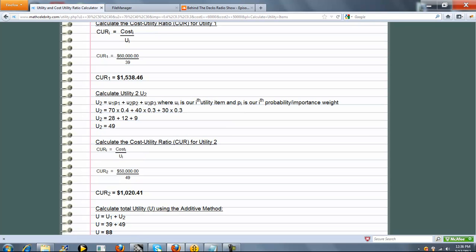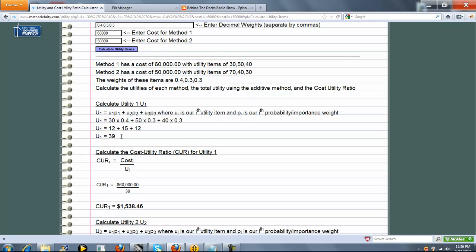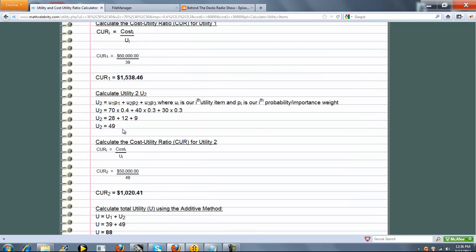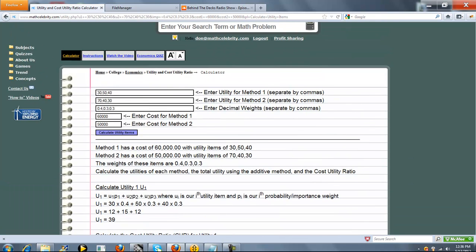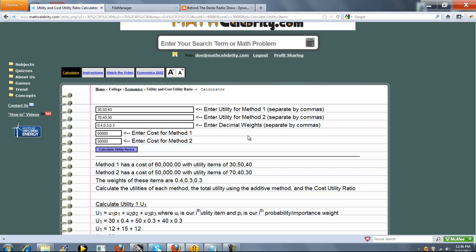Step 3 is calculating total utility, and that's easy. That's just U1 plus U2. So here's U1 up here, 39, and U2 was here, 49. So we add those two, we get 88. That's it. You're all done. So a few steps here, but the math's pretty straightforward.